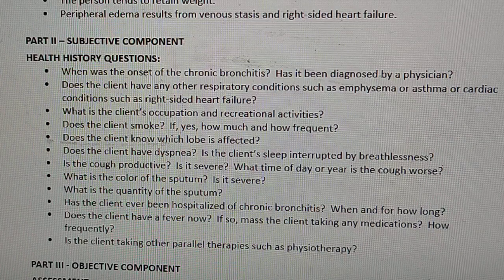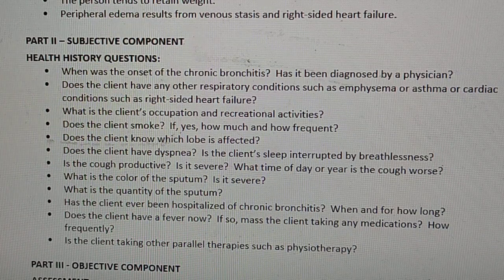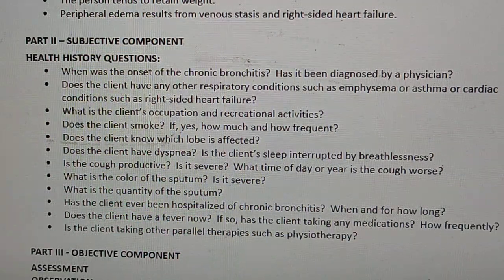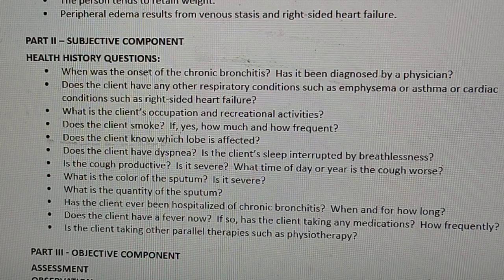Does the client have a fever now? It's important to ask the client at the time of the appointment if the client has a fever. Is the client taking any medications? You're going to ask this question as well. It's very important. How often or how frequently?